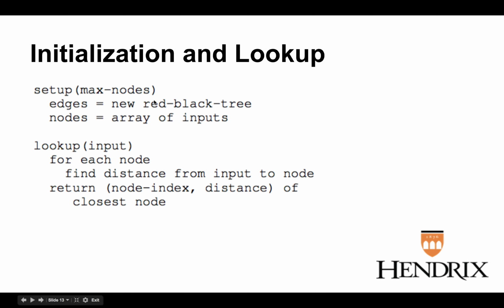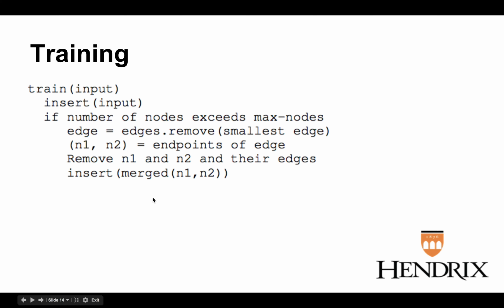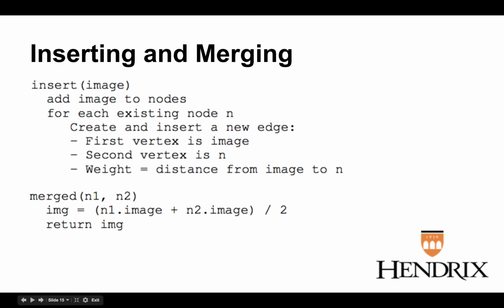To set it up, just initialize the edges with a red-black tree. The nodes are simply a fixed size array. To do a lookup, you check the distance between the input and every node, and then return the index and distance of your closest match. To train, you first insert the input into the array. If this causes us to exceed our maximum number of nodes, we remove the smallest edge. For the endpoints of that edge, we remove both nodes and all of their corresponding edges as well. We merge the nodes and insert the result back into the graph.